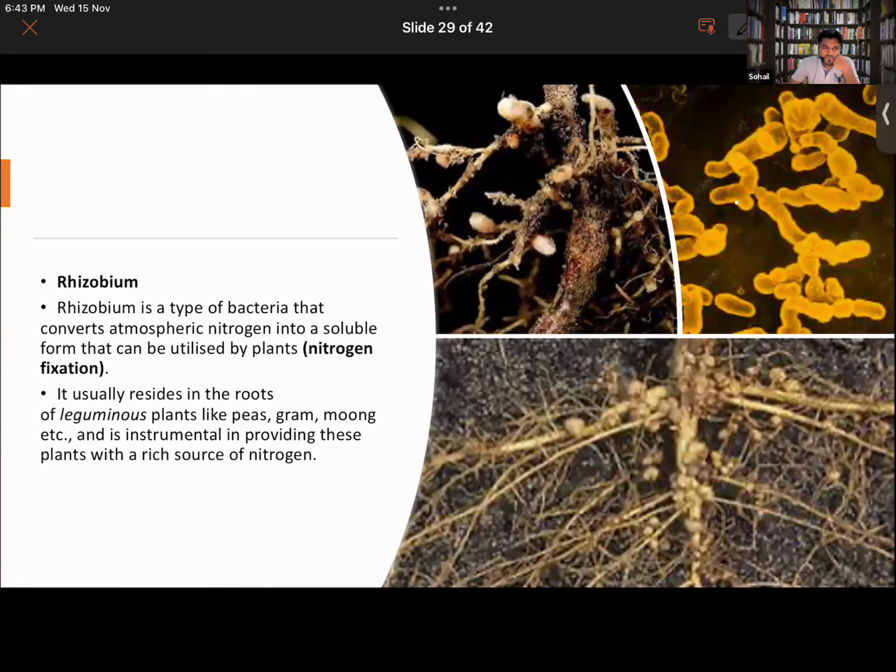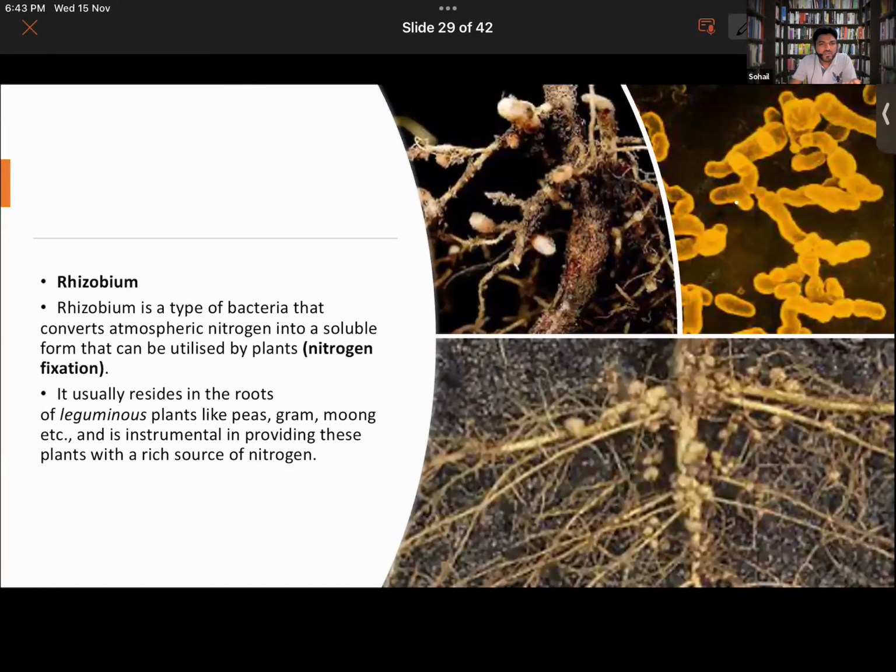They convert the atmospheric nitrogen into usable form. And in return the plant provides food and shelter to the bacteria. Exactly, that is correct. So that is the process of nitrogen fixation.